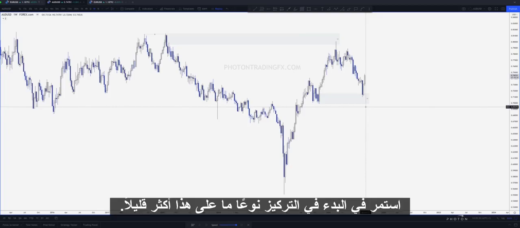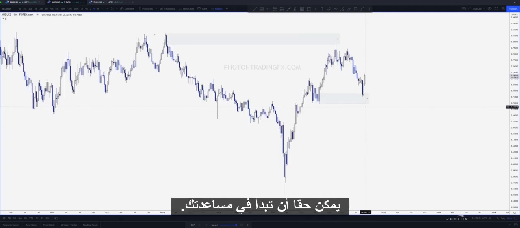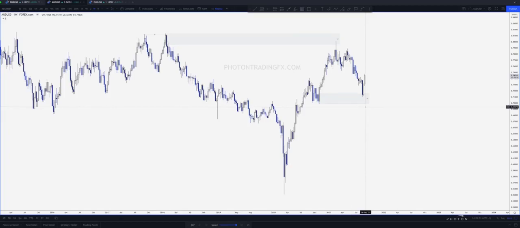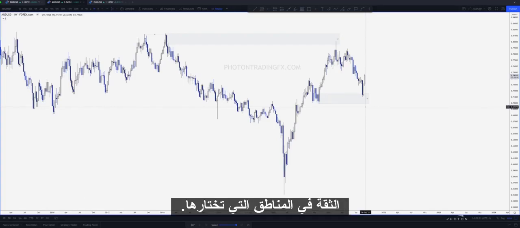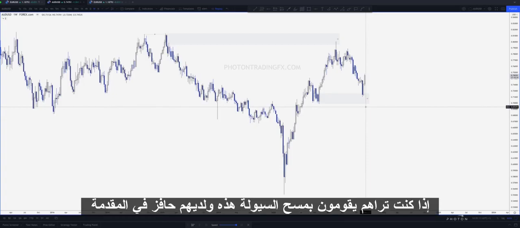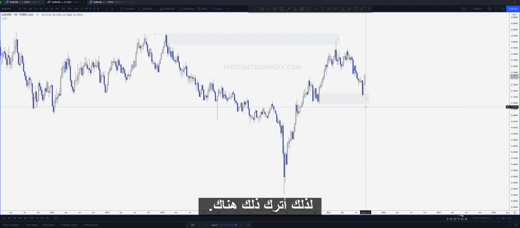But yeah, as you go along, you start to focus on this a little bit more, it can really start to help you potentially stay out of some traps and give you a bit more confidence in the zones that you are picking, if you see them do those liquidity sweeps and have inducement in front of the zone. So I'll leave that there.